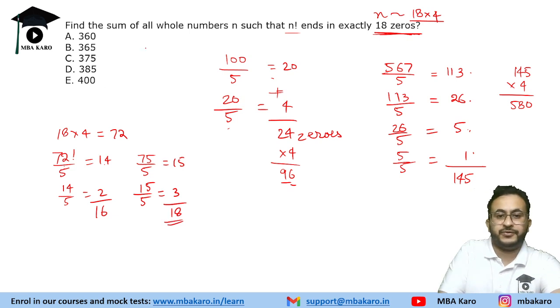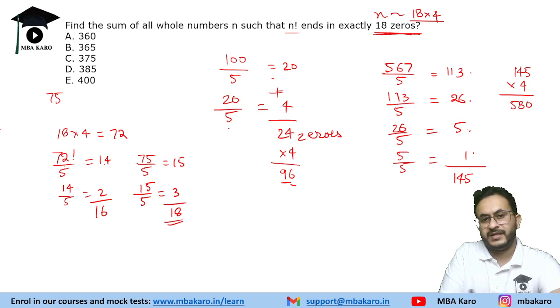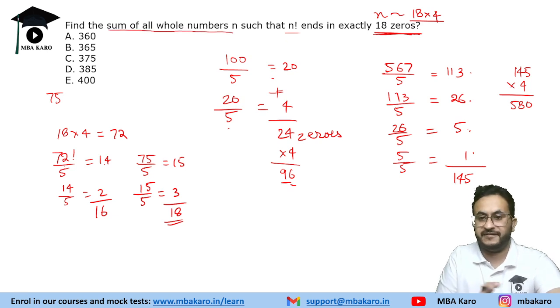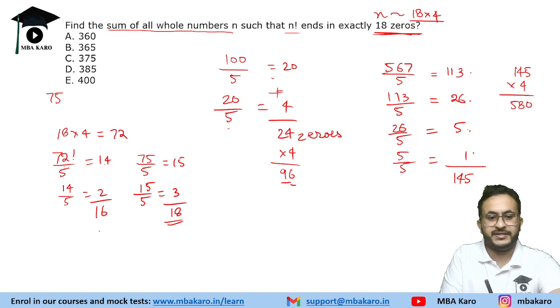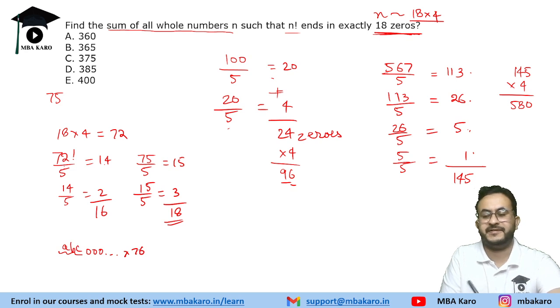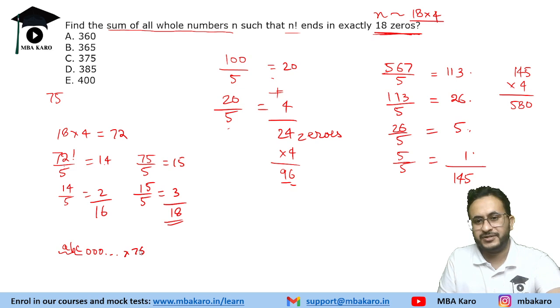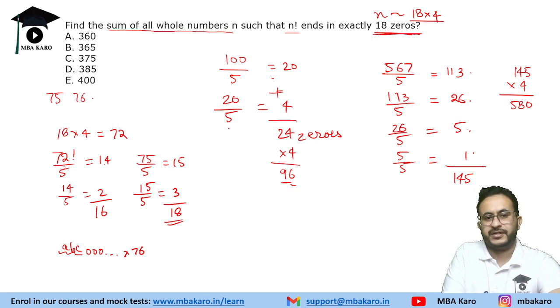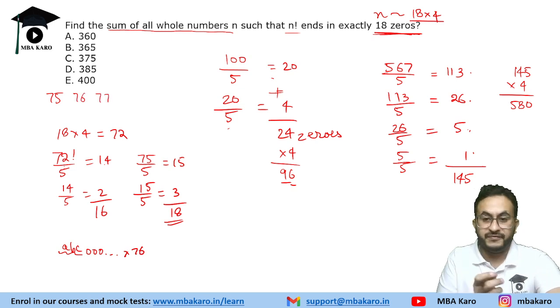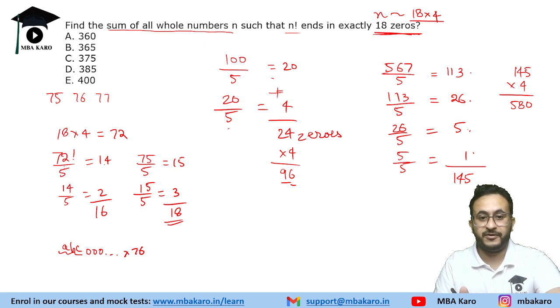Now 75 factorial is there. Now we are saying that the sum of all numbers that will end in 18 zeros. Now 75 factorial will end in 18 zeros. What about 76 factorial? It is some number ending with 18 zeros. Okay, and if you multiply by 76, let us say this is ABC number, so ABC will be multiplied by 76 and they will have 18 zeros afterwards. So 76 is also there. 77 is also there. So when does it increase? When the next multiple of 5 comes.